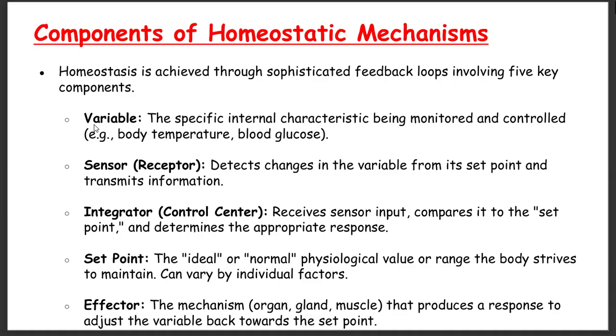For example, we have body temperature, blood glucose, blood volume, different examples. We can talk about pH of the cells. We can talk about electrolyte concentration in the human body, different things. Those are the physiologic conditions, the physiologic parameters that are controlled and monitored by the body or by the body systems. Those are what we are calling variables. And in order for homeostasis to take place, we need that physiologic parameter.